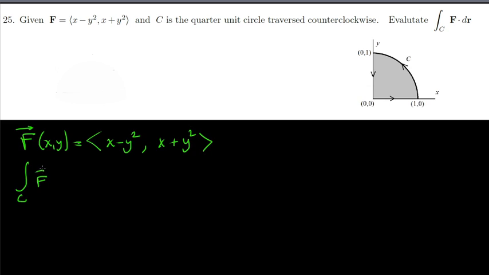So here we're given yet another vector field. So this is capital F, and it's a vector field in the plane. There's only two components, right? So x minus y squared times i plus x plus y squared times j. And we want to evaluate the line integral over the curve. And this curve is the quarter unit circle traversed clockwise. So, yep, it's given in this picture over here.